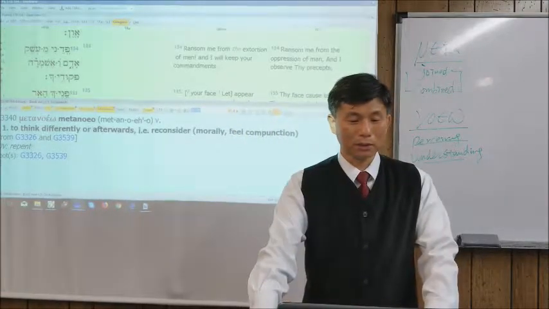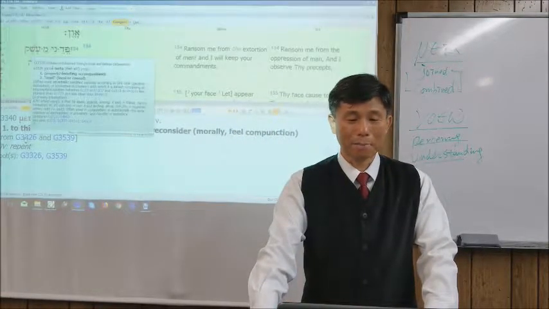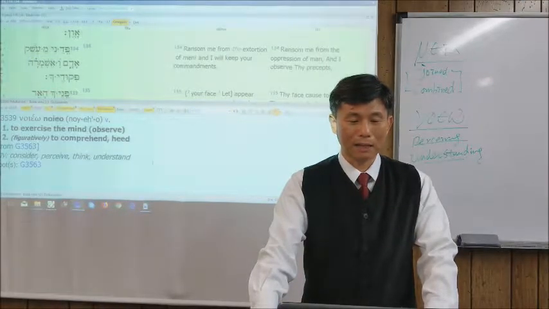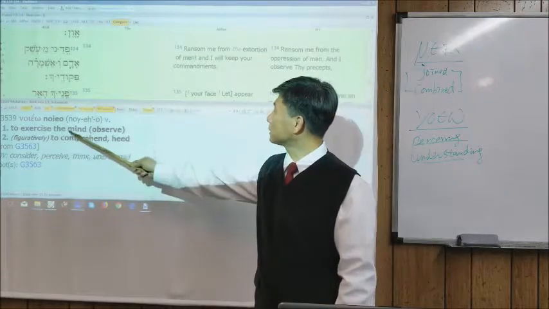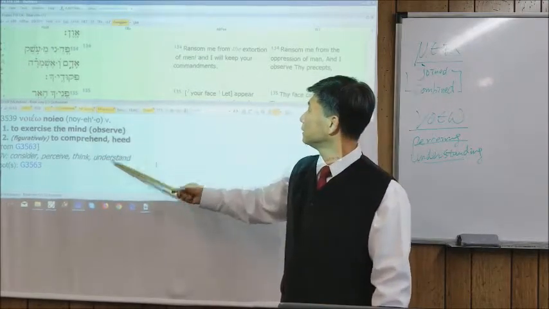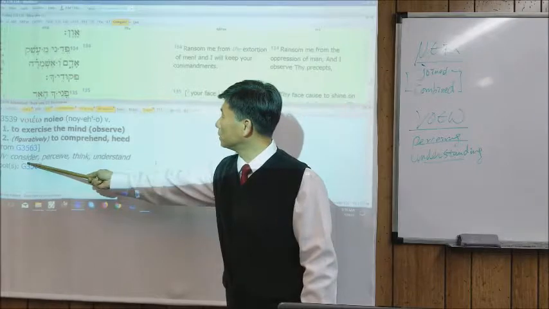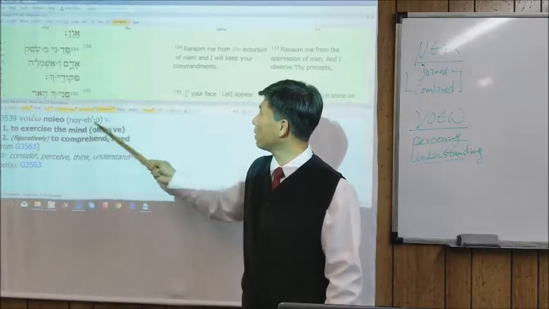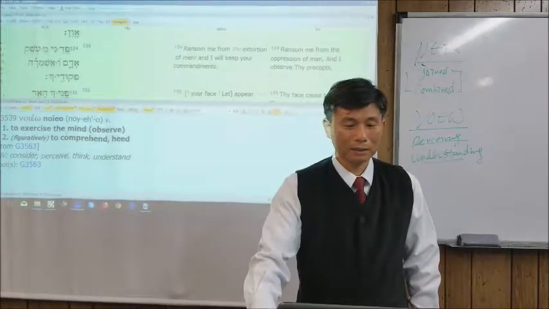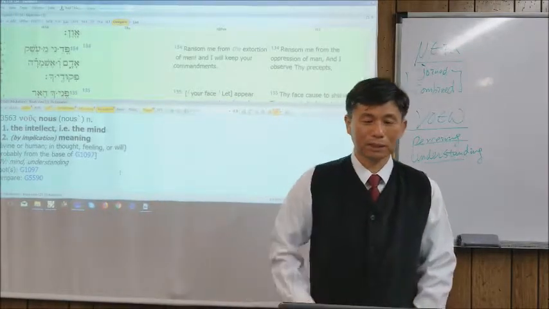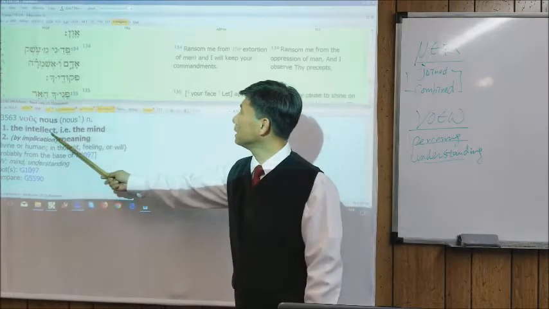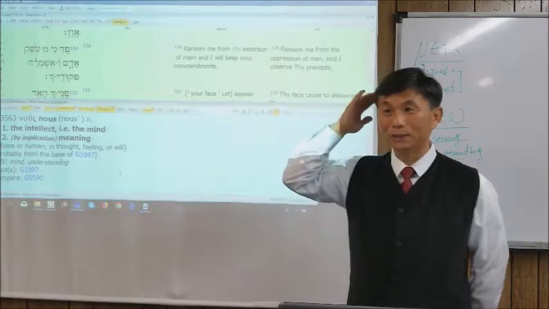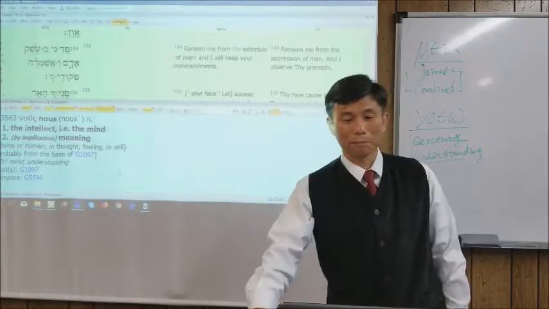But look at here, 3326, again, like I say, meta, right? Meta. And then 3539, noeo. Noeo is exercise the mind, comprehend. And then King James translate this word, consider, perceive, think, understand. So noeo is the verb. And then the noun, 3563, nous. Nous means what? Intellect. So in order to understand, you have to use your intellect, right? So that's what it means.